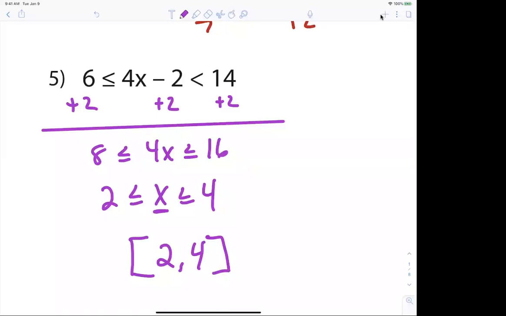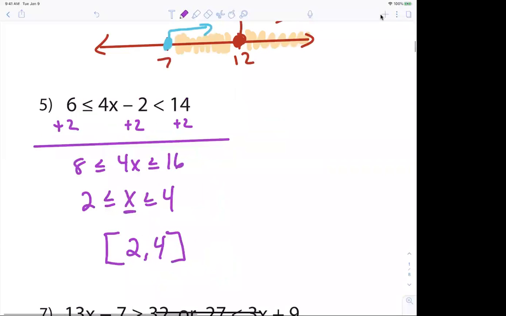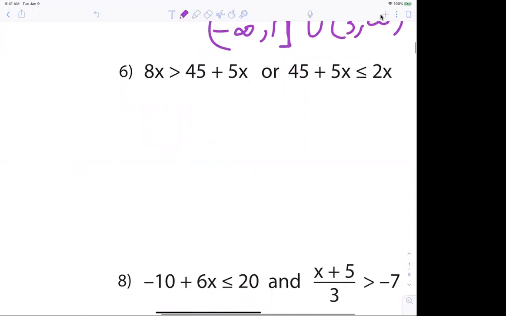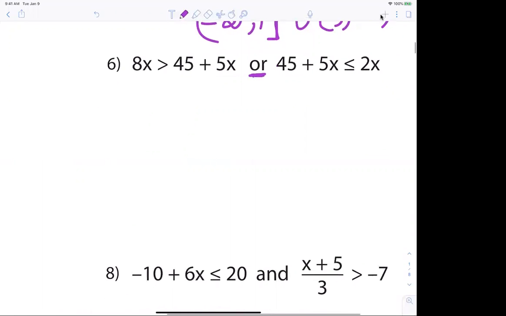Okay, guys. Anybody have any issues? This is like the only really hard topic to get. All right, number 6. Again, the important part is knowing this is an or statement.